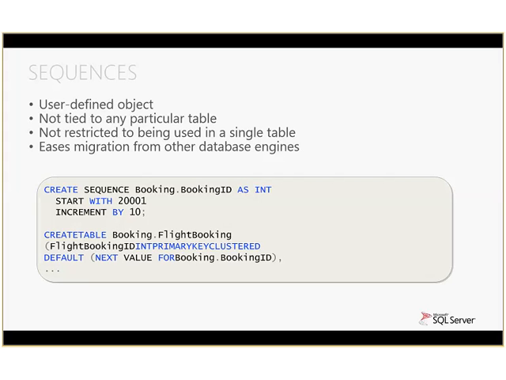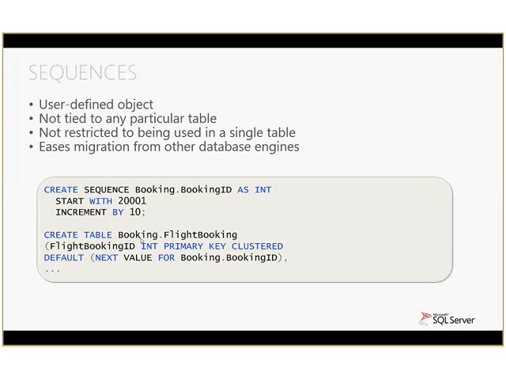So a sequence, we're saying, all right, create sequence booking.booking ID as an integer. Fix this, it's a little easier to read. Start with 20,001, increment by 10. Which means every time we ask for that sequence, the first value is going to be 20,001. The next is going to be 20,011, 20,021, 20,031. But you can use this number with multiple tables.